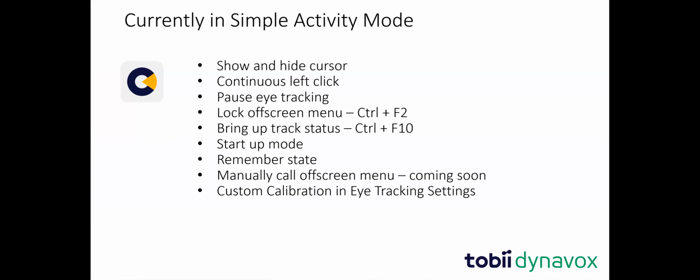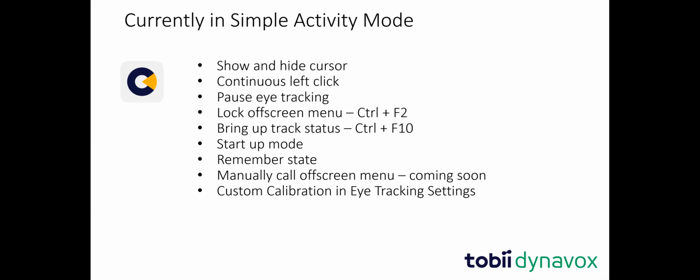So currently inside what we call simple activity mode, we have the show and hide cursor. We have the continuous left click. You can pause your eye tracking. You can lock the off-screen menu so it doesn't pop up with a shortcut on your keyboard. You can also bring up track status the same way there. And if you want to just use this mode in an evaluation center or something like that, just check that box in settings and you will get straight into this one. It will always remember your states, if you would like the lock screen to be on or off, or if you would like left click to be on or off, it will always remember that for you.